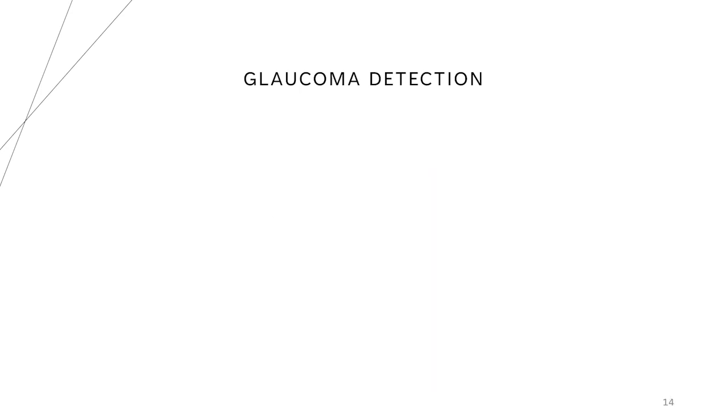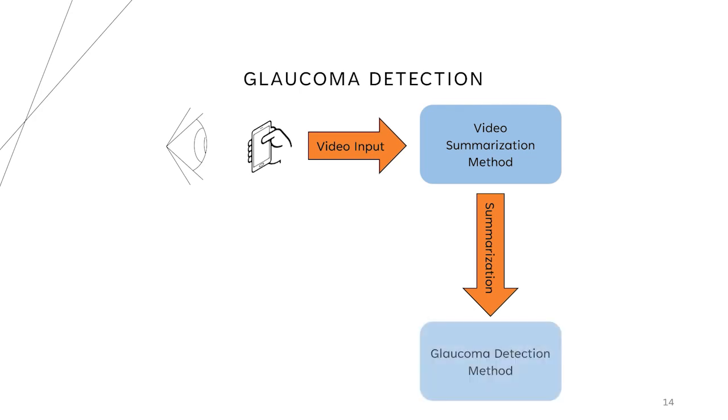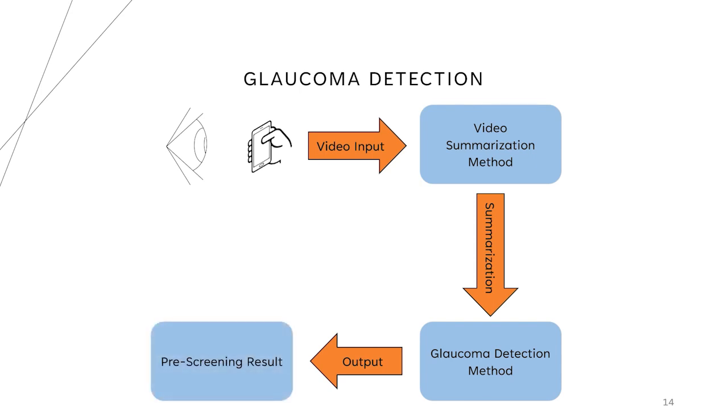With all the methods trained and prepared, the idea is to follow this logic where we make a video capture with a cell phone and input it on a video summarization method to summarize the features we have selected for our glaucoma detector. The output should indicate whether the patient is suspicious or not. If they have any sign of glaucoma, a more precise diagnosis should be required.